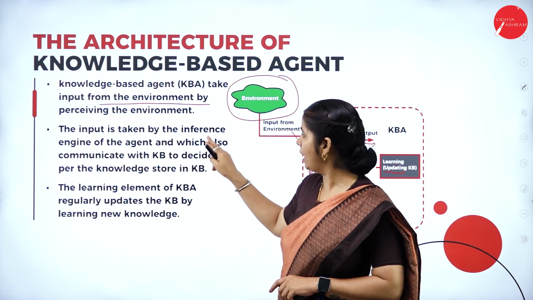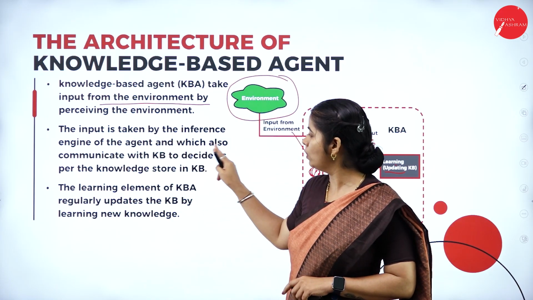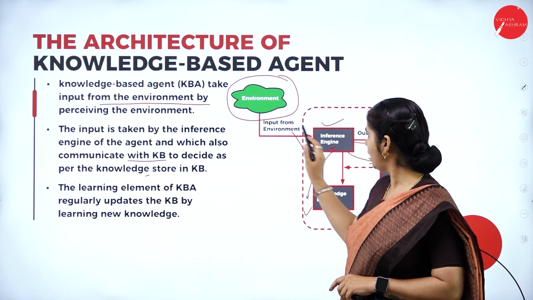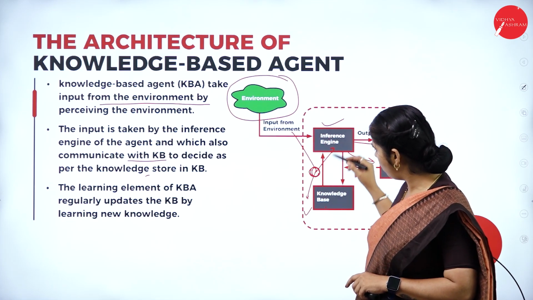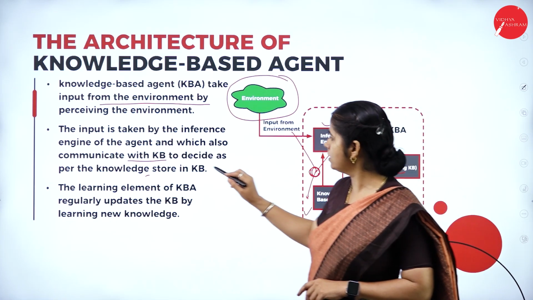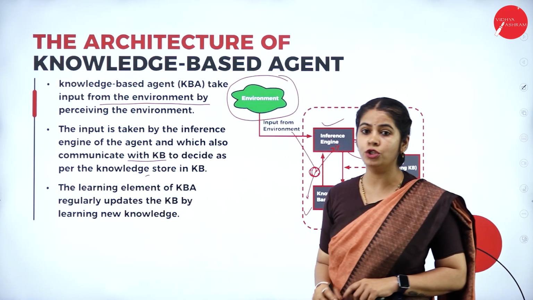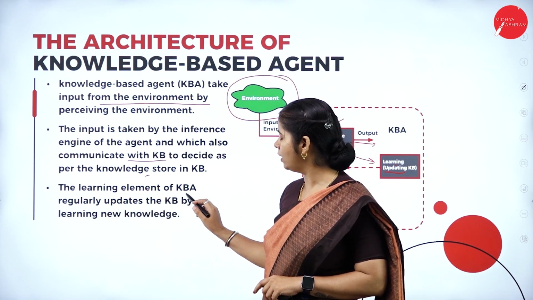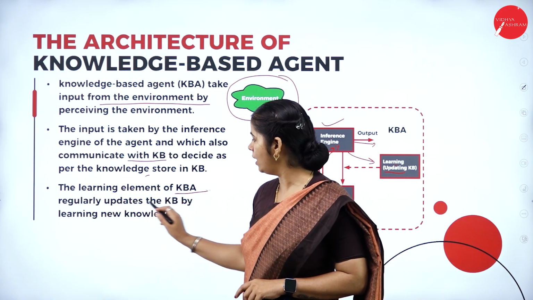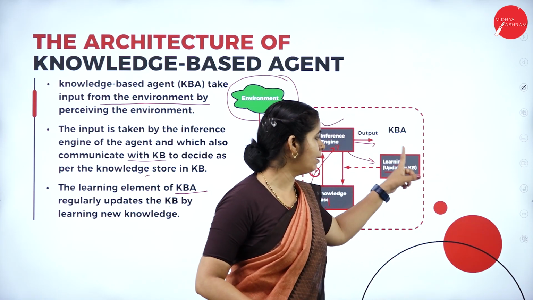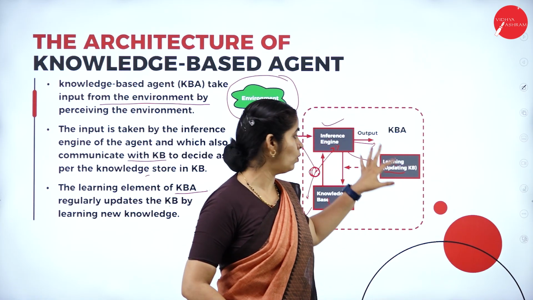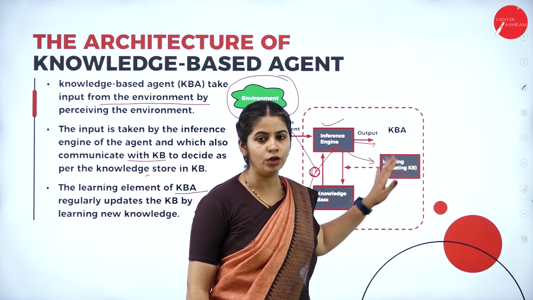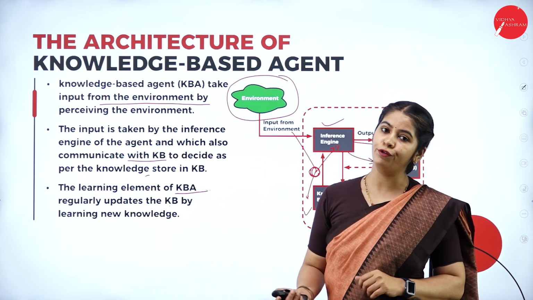The input is taken by the inference engine to the agent, which also communicates with the KB. Whatever inference we have taken will be taken by the inference engine, which also communicates with the knowledge base to decide as per the knowledge stored in the knowledge base. Then the learning element of the knowledge base agent regularly updates the KB. Whatever updation, whatever inference has been done, will be updated to the knowledge base. This is the architecture of the knowledge base agent.